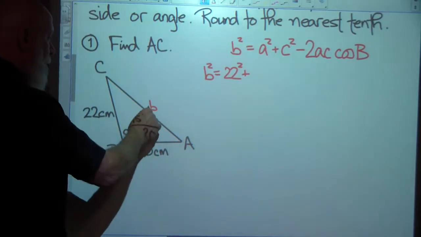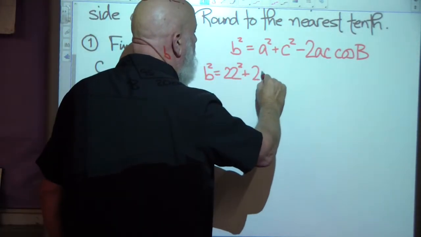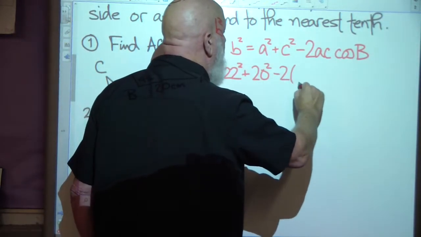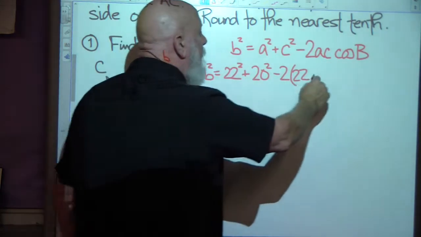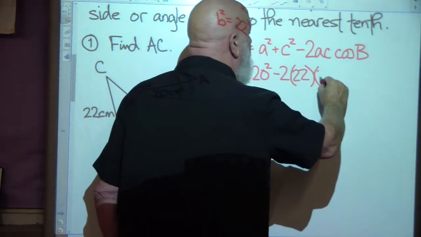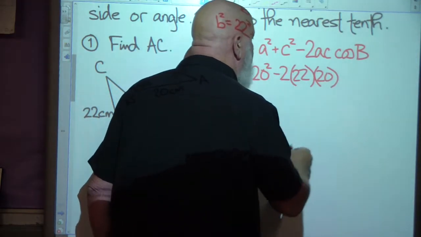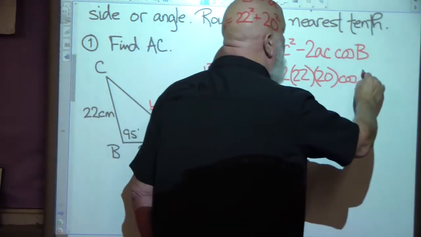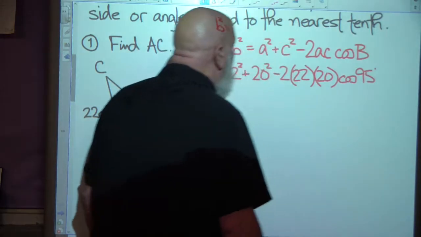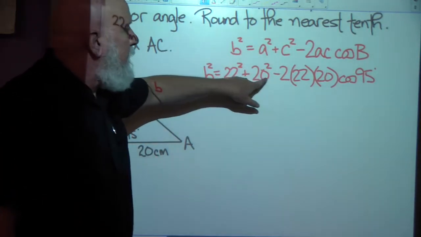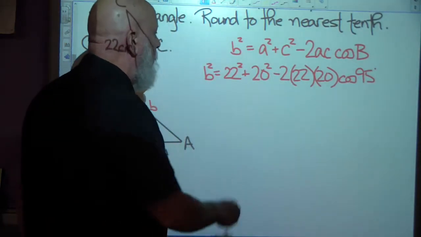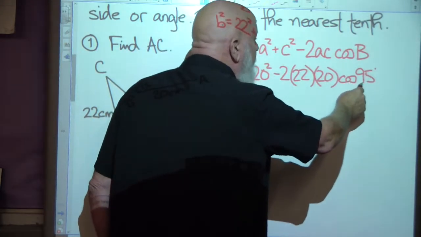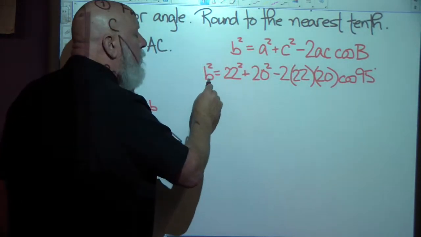plus c squared, that's 400. I'm going to just go ahead and call it 20 squared, minus 2 times a times c, they're not squared in this case, times the cosine of B, whatever that happens to be, and B is 95 degrees, cosine 95 degrees. Okay. If I can get all of this into my calculator, and I can, it's pretty easy, straightforward, 22 squared plus 20 squared minus 2 times 22 times 20 times cosine 95, enter, it will give me b squared.